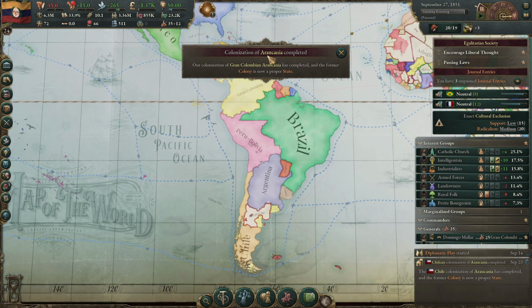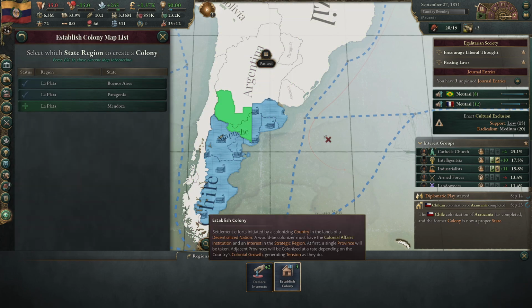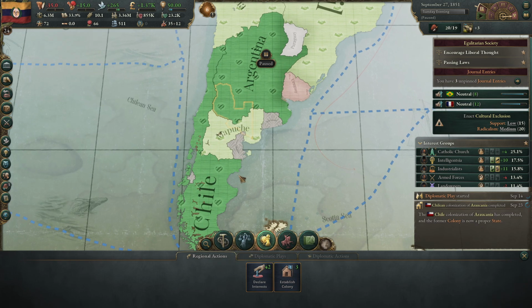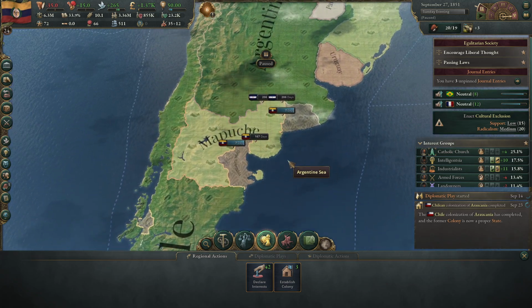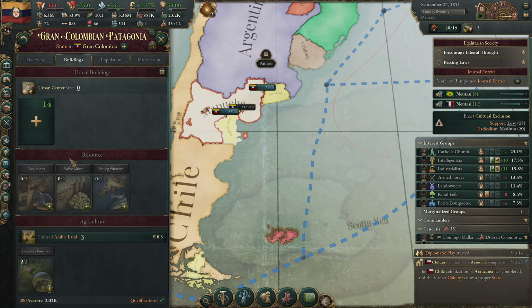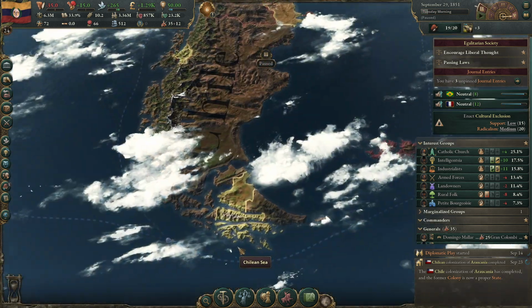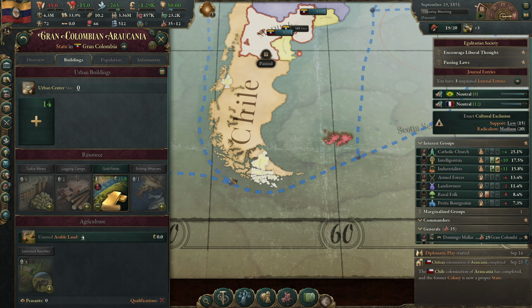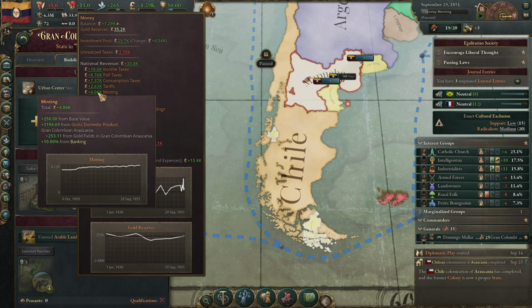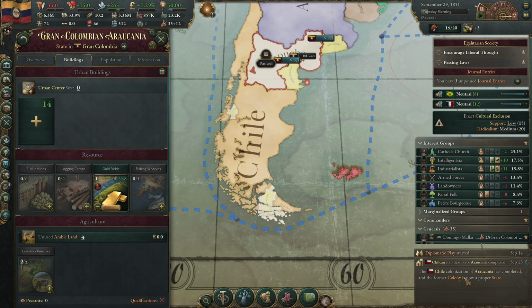Colonization complete of Araucania. Now we can go into that region. We are colonizing fairly quickly, so we're gonna take more over here. And we can build 2 silver mines, so what can we do in this state? Okay, we found the gold over here actually. That is fantastic. Tiny bit of gold.